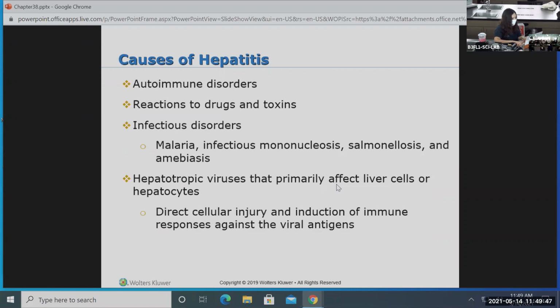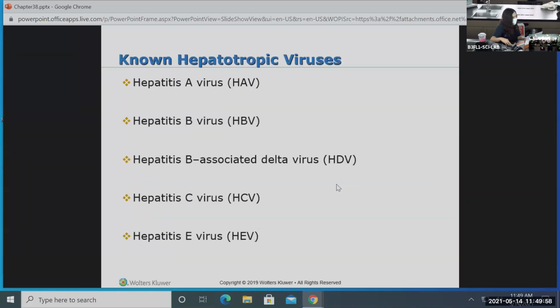Viruses which affect my liver cells can cause direct cellular injury and induction of immune responses against the viral antigens. These are all viruses, A, B, C, D, and E, and please remember hepatitis A, hepatitis B, hepatitis C, and hepatitis E. So please remember A, B, and C.